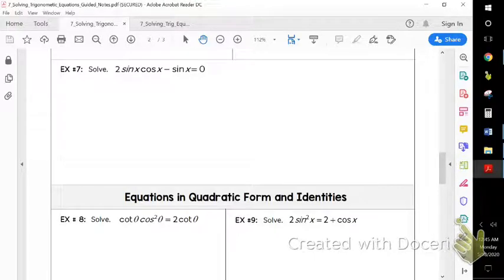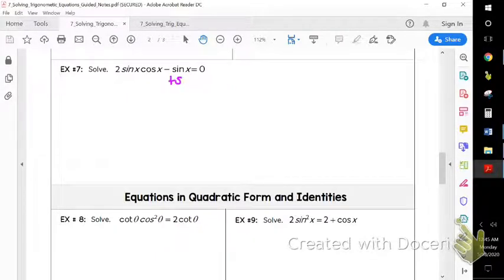Okay, 5.7, example 7 says we're going to solve 2 sine of x cosine of x minus sine of x equals 0. And so we've talked about this before. One of your favorite things to forget to do first is, can you factor a greatest common factor? If you can't algebraically solve this, because if I tried to add sine of x to both sides, it just really wouldn't make sense, because then I've got a sine of x on both sides.